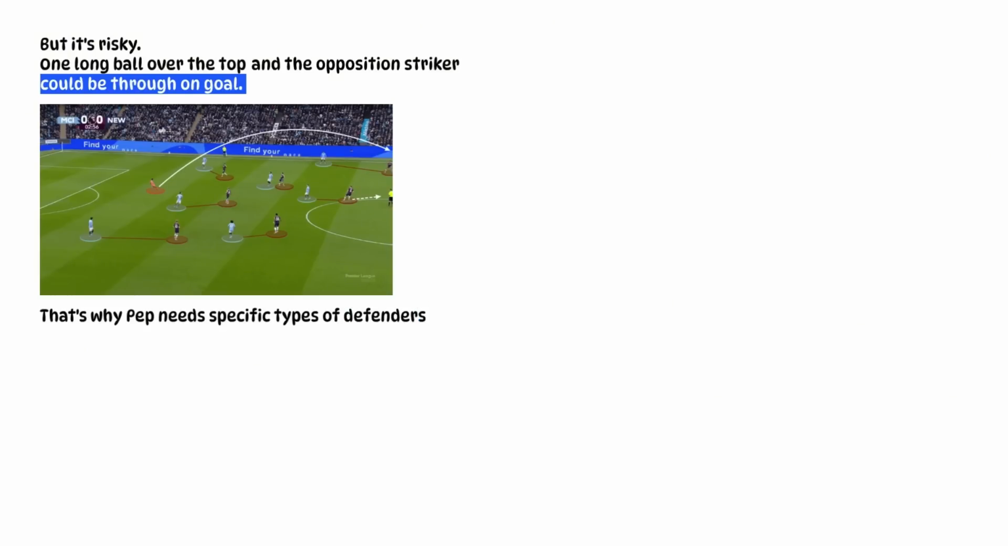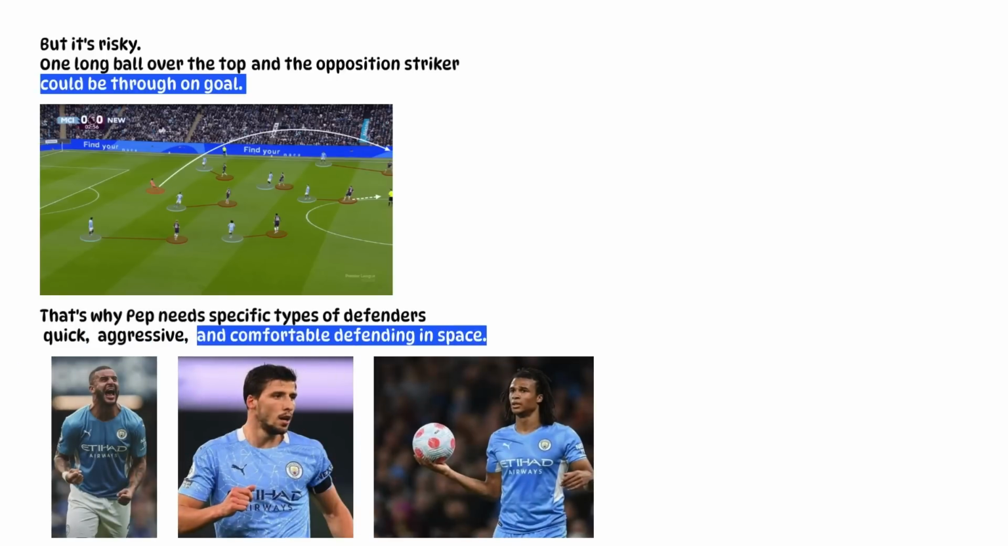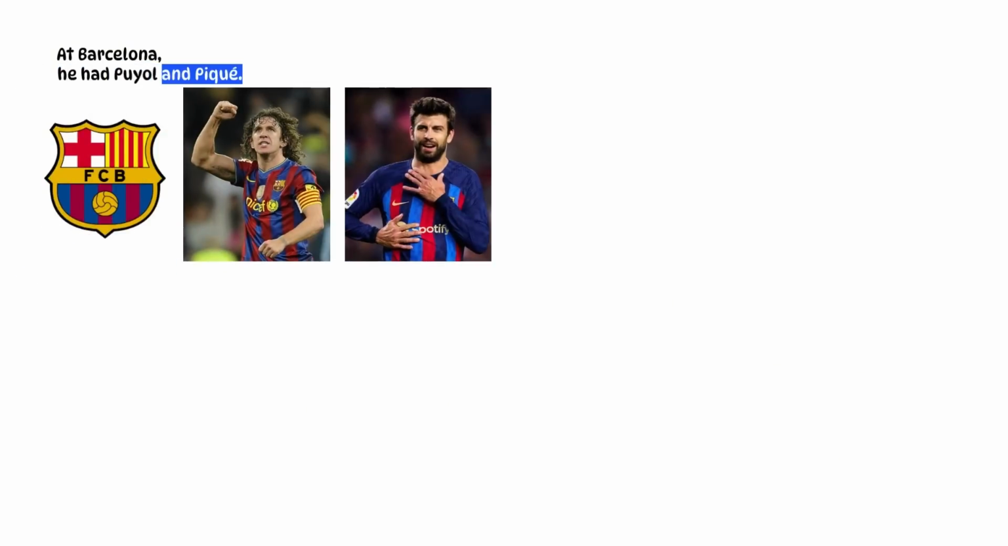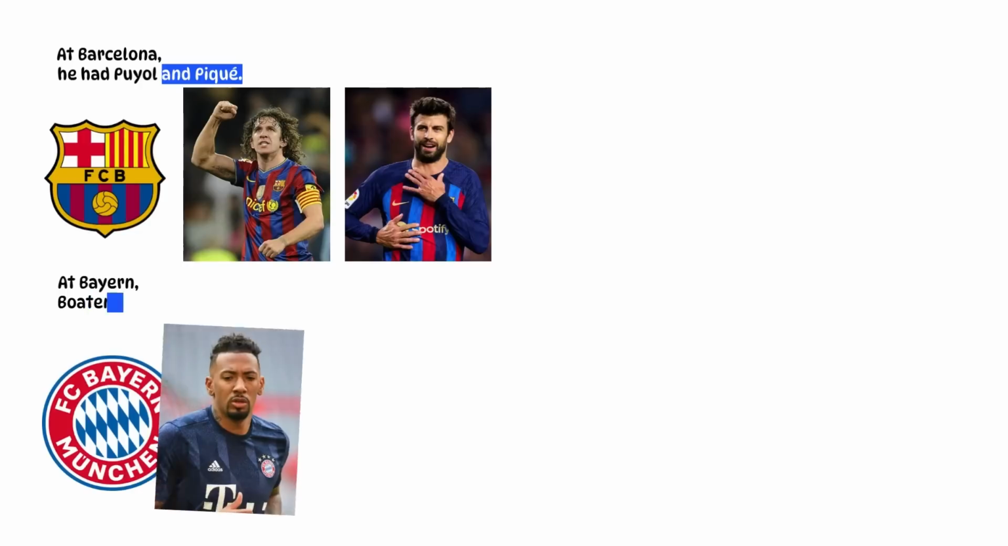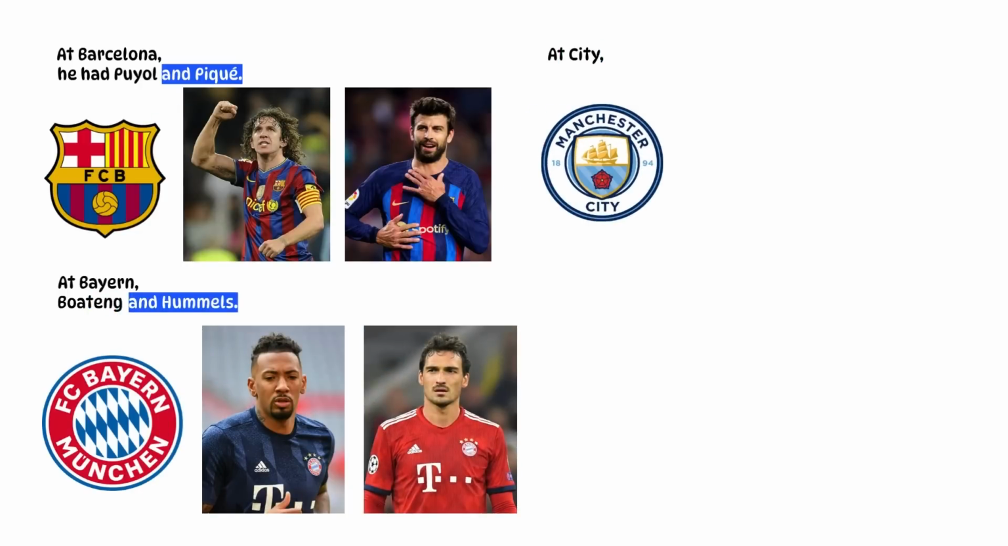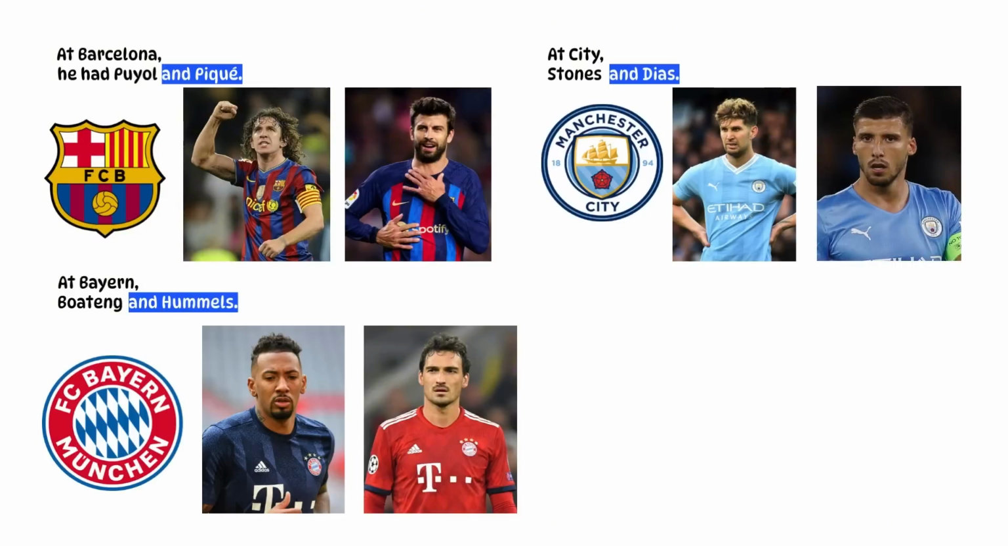That's why Pep needs specific types of defenders. Quick, aggressive, and comfortable defending in space. At Barcelona he had Puyol and Piqué. At Bayern, Boateng and Hummels. At City, Stones and Dias.